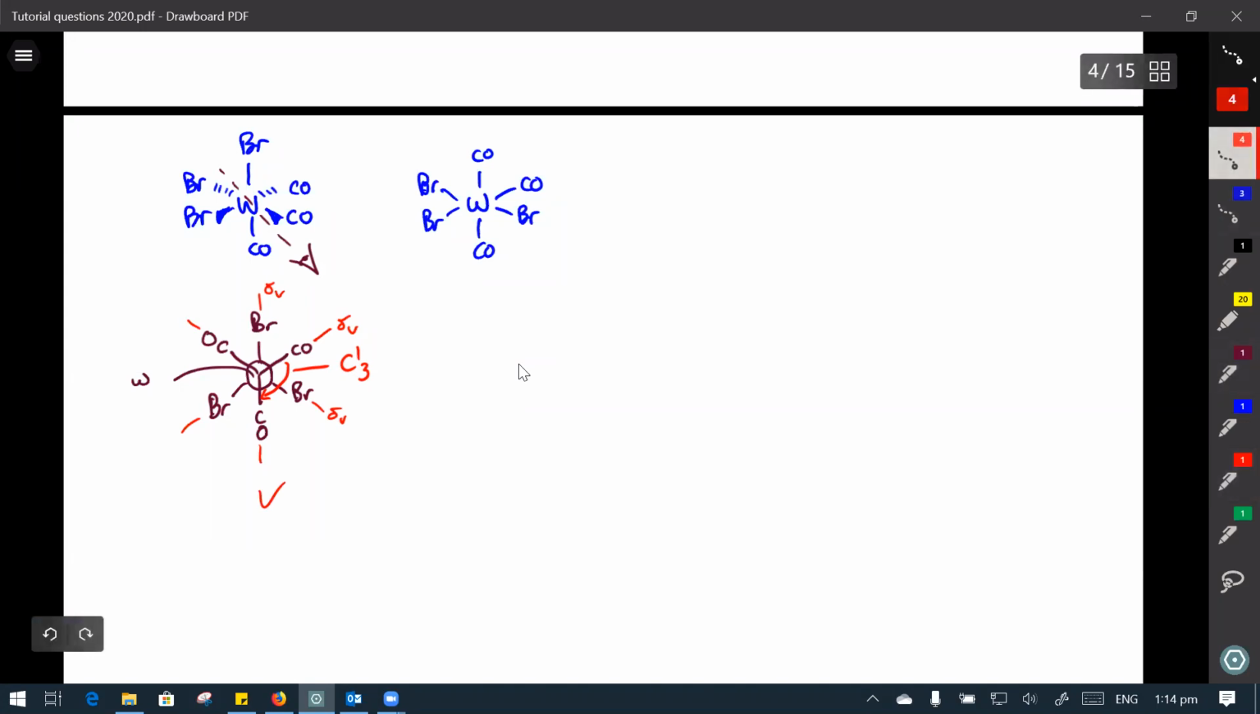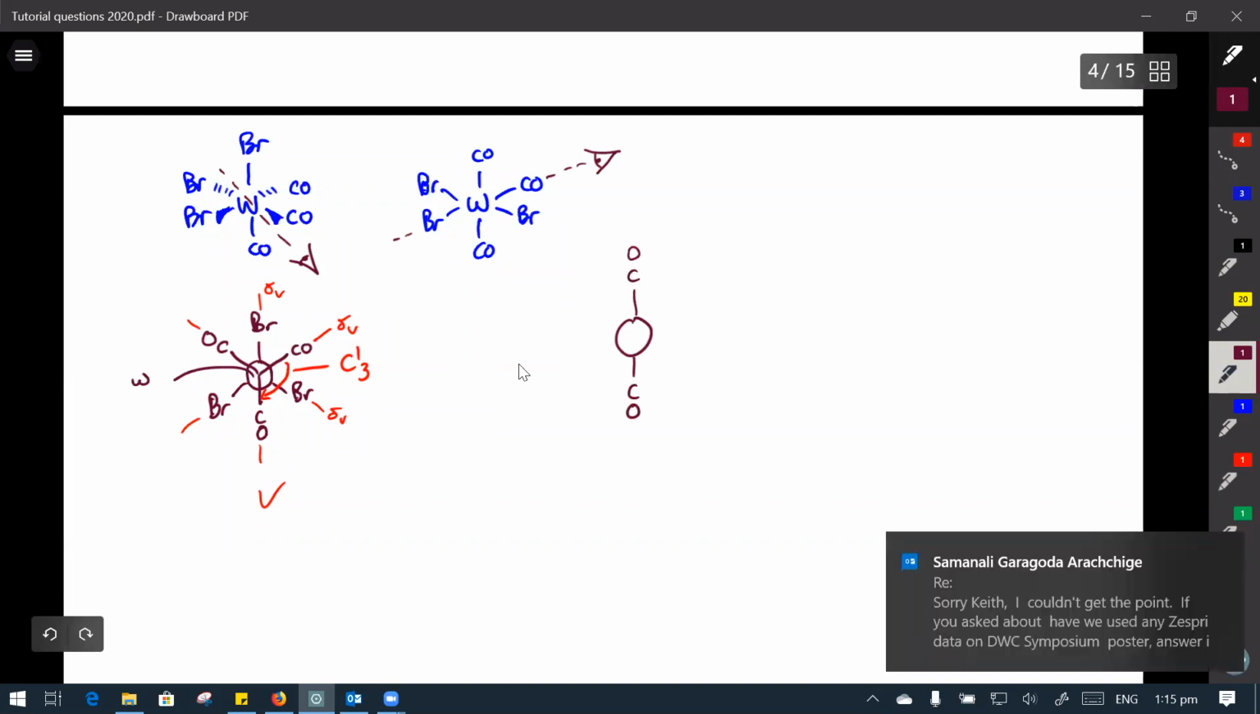So maybe the best way to think about it is that there's sort of a plane made by these guys, and there's a plane made by these guys that are at right angles. So if I, again, looked along this bond, from here, what would I see? Well, it would just concentrate what we'd see from that bond. There's the tungsten. There's a carbonyl in front of it. I'm just going to ignore that carbonyl. So we've got two carbonyls, one here, one here, two bromines.